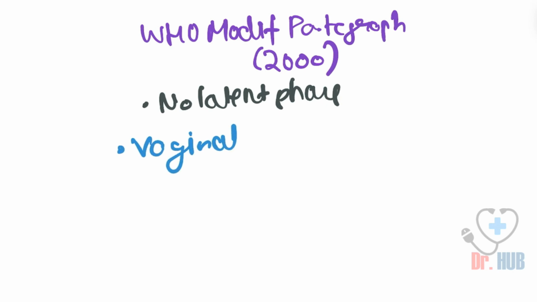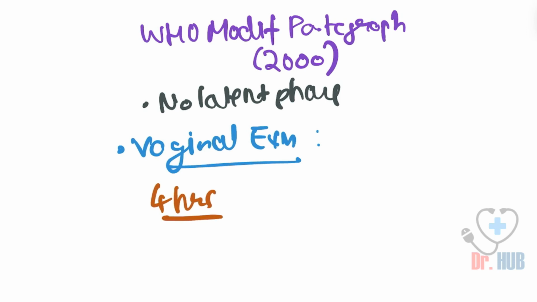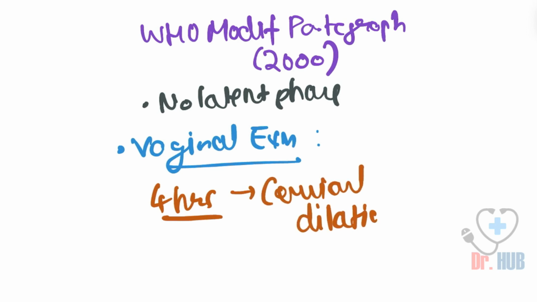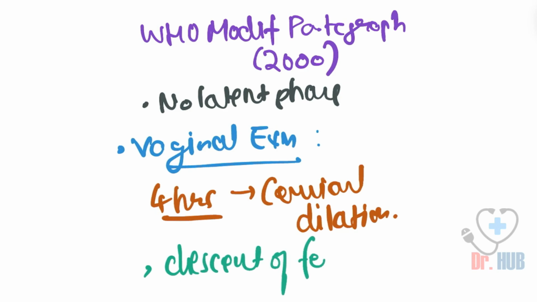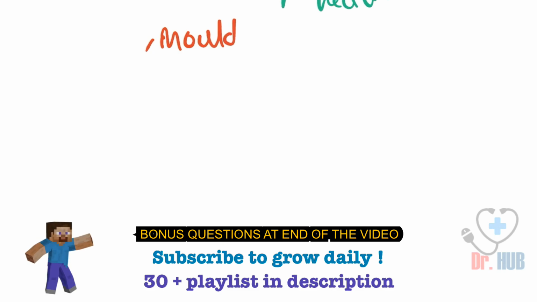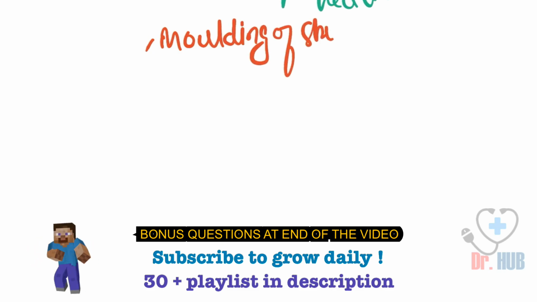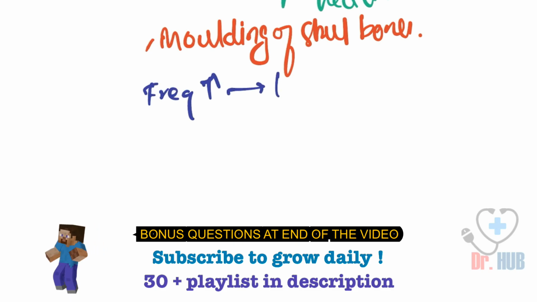we look at the vaginal examination. This vaginal examination should be done no less than every 4 hours to assess the cervical dilation, and also the descent of the fetal head. Next, there is also the molding of the skull bones. More frequent examination is only undertaken if indicated, so the frequency is increased only if there are some indications.